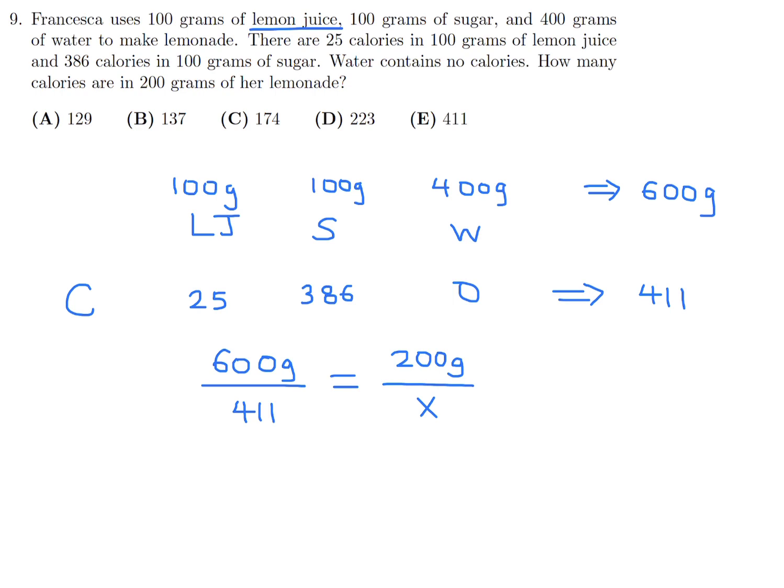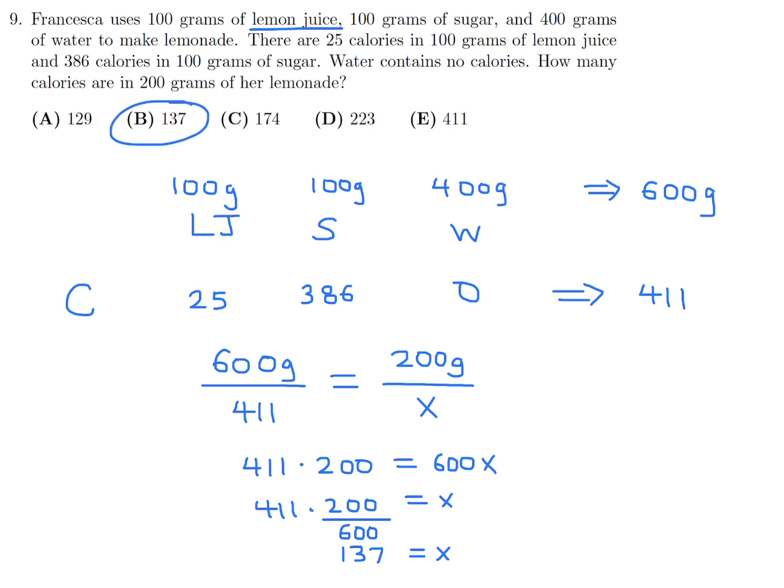If you do the math here, you'll get, let's see, 411 cross multiply 200 is 600x, and then x would be 411 times 200 over 600. So that means this looks like 411 divided by 3, and that is 137. And that is how many calories are in 200 grams of her lemonade. So number 9, the answer is B.